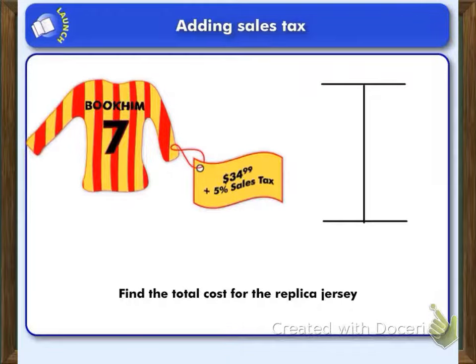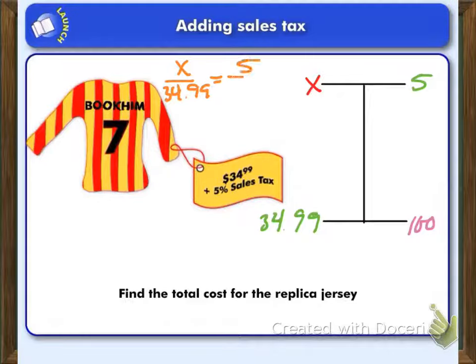So if I were to set this up, I would know my 100%, but then I also know my $34.99. That is my whole because that's what my cost is currently. So then I know I'm looking for x. I want to make sure I set up my proportion of x over $34.99 is equal to 5 over 100.